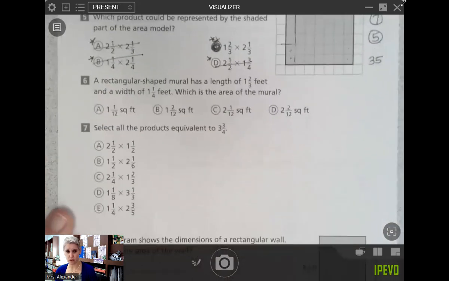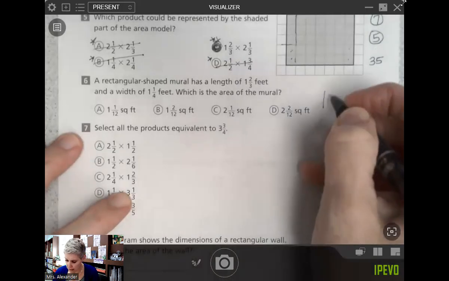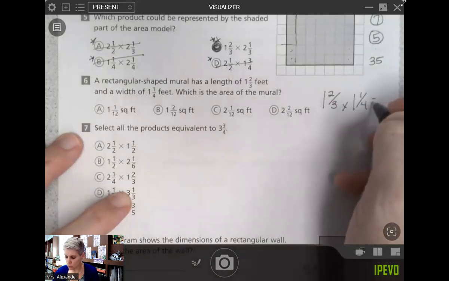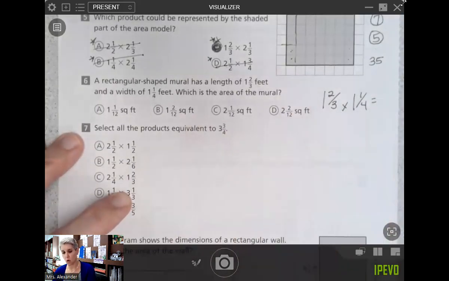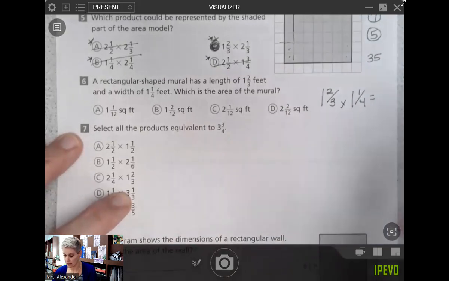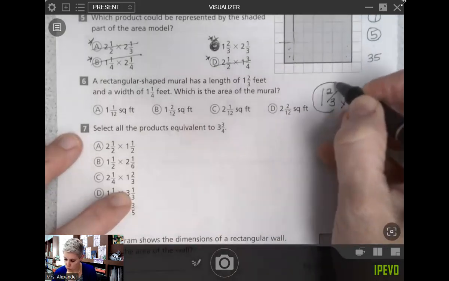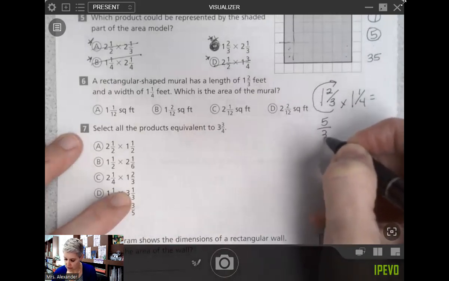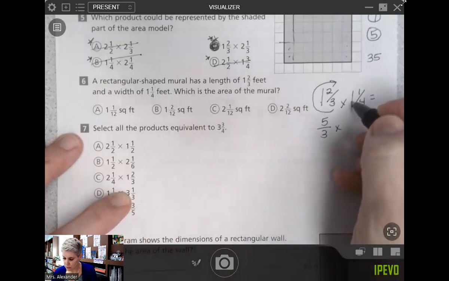A rectangular shaped mural has a length of 1 2/3 feet and a width of 1 1/4 feet. Which is the area of the mural? 1 2/3 by 1 1/4. Here's where we need to either draw the model or use the Columbia C. Let's do the Columbia C on this one. 3 times 1 plus 2, 5/3, times 4 times 1 plus 1, 5/4.